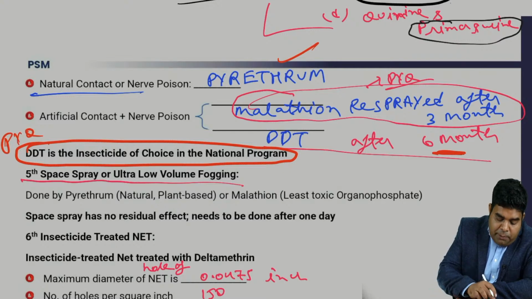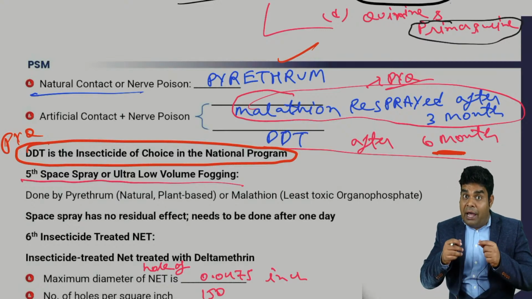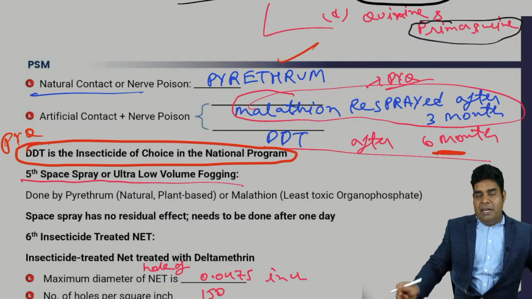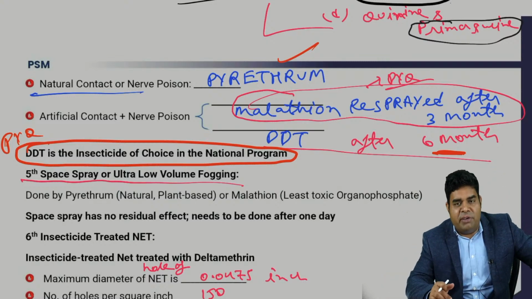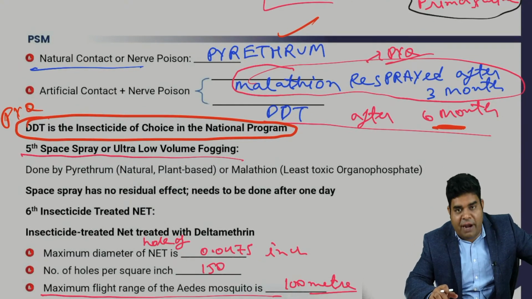So it will be more costly to spray malathion because malathion needs to be resprayed every 3 months. DDT will be less costly to spray. That's why we use DDT in India, although DDT can cause toxicity after deposition in fat, but we still use it in India.